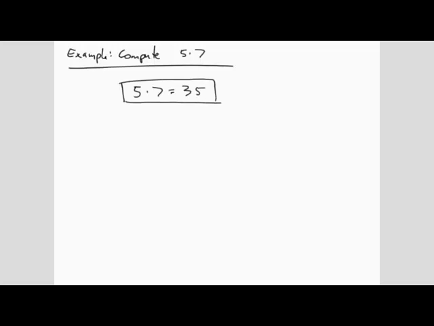Notice that the presentation is exactly the same as for one-step addition problems. It starts with the original problem, then an equal sign, then the final answer. Example, compute 30 times 9. 30 times 9 is 270.